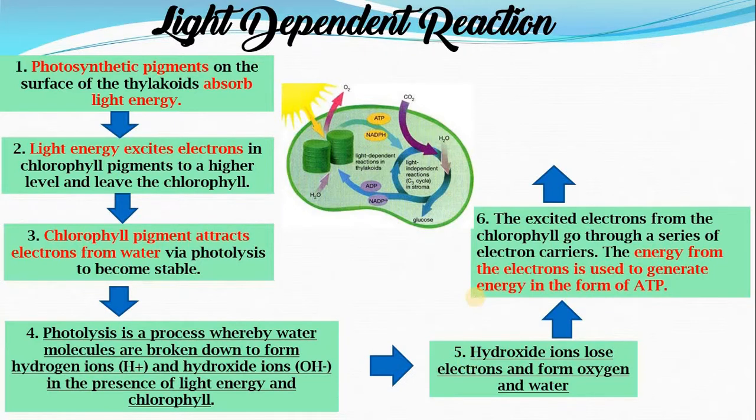The excited electrons from the chlorophyll go through a series of electron carriers. So the energy from the electrons is used to generate energy in the form of ATP. What does it mean? It means that ATP is produced here while the excited electrons go through a series of electron carriers. Then number 7.